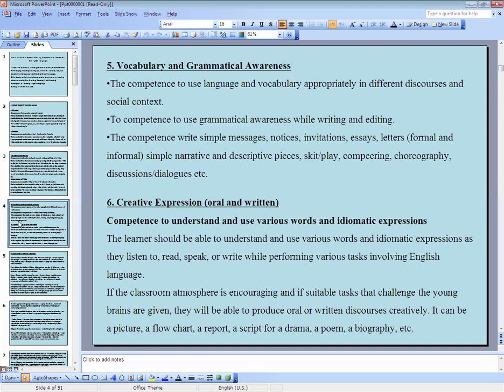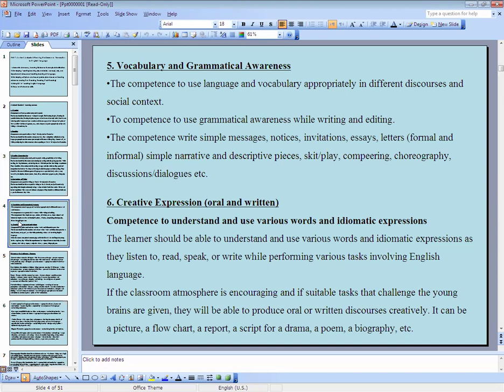The activities which you give in the classroom. Just now we said role play, diary entry, letter writing, notices, messages, paragraph writing, descriptive writing, story narration. All this comes under your discourses only. And they should be able to use grammar properly when they are writing and doing editing. At the end of your lessons, there are activities given, and editing is there in the writing skills. They should be able to write simple messages, notices, invitations. These all come under your discourses.